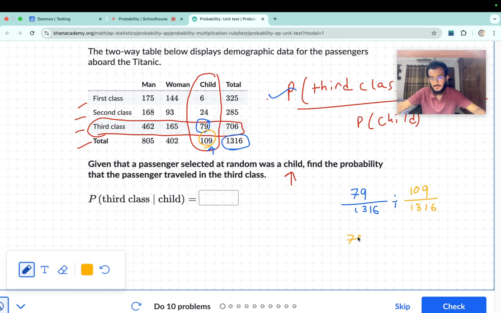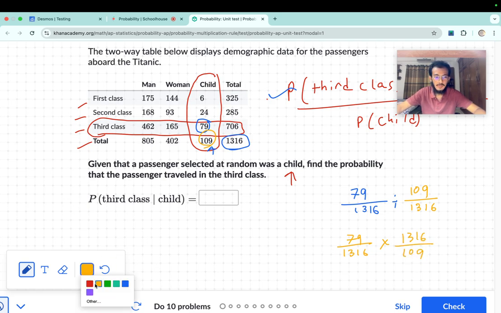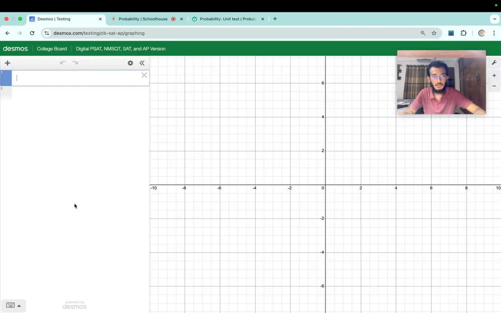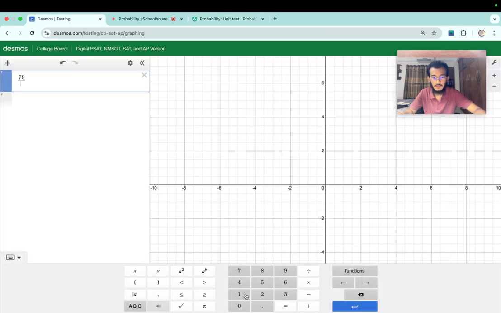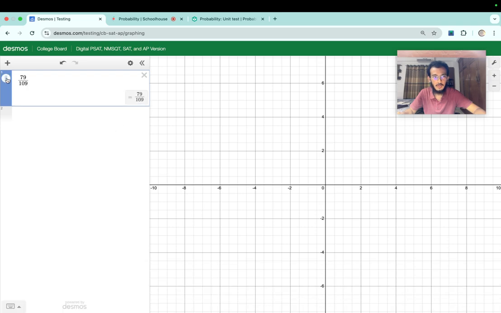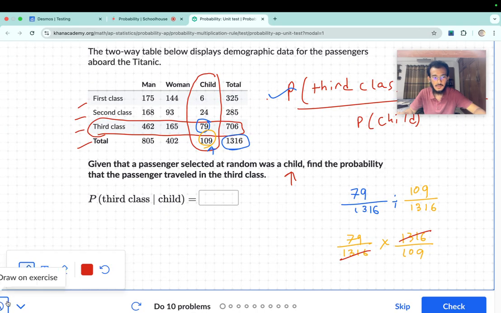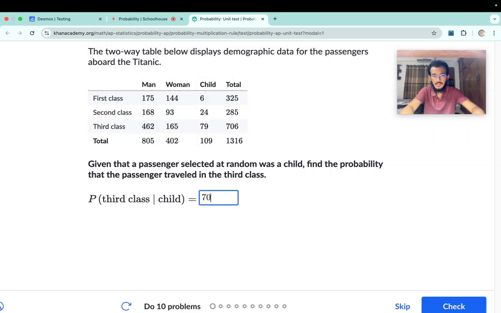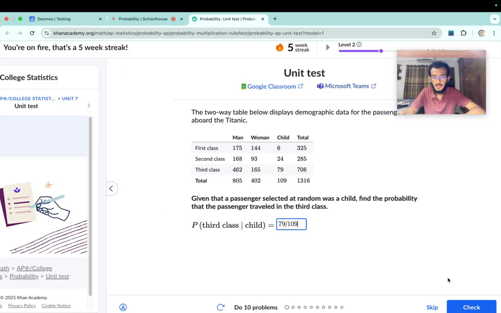So if you multiply 79 over 1316 by 1316 upon 109, because we're changing the sign from division to multiplication, the fraction gets reciprocated, so these things cancel out. We have 79 over 109. Let's see whether that can be simplified more or not. Okay, it doesn't. So our final answer is 79 over 109. Okay, let's check.